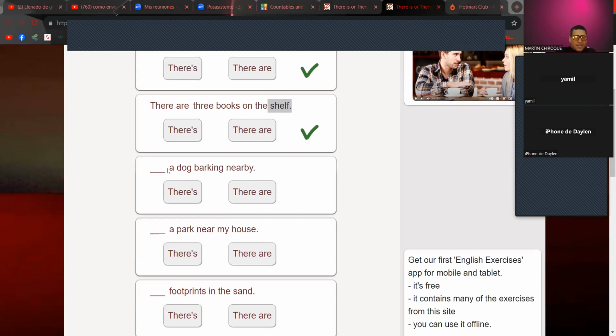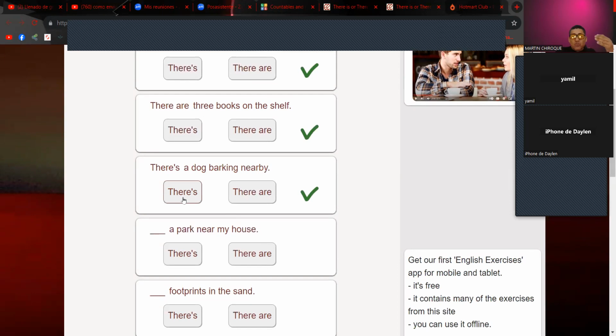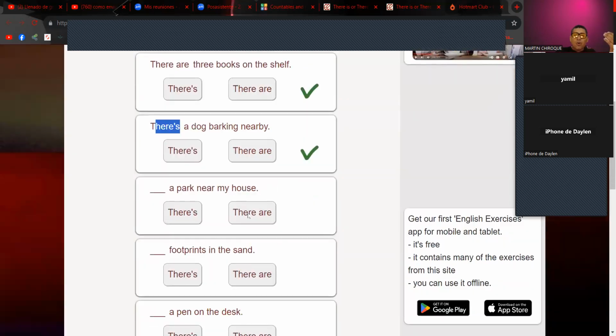A dog. There is a dog barking. There is or there are. There is a dog. There's. Y tú no me dijiste, no te compliques la vida diciendo, teacher, ¿y qué es barking? ¿Y qué es ladrar? No, pero si no lo supieras, dirías, nomás, a mí el teacher me preguntaba, la clave es a dog, nada más. Listo. Poco a poco.